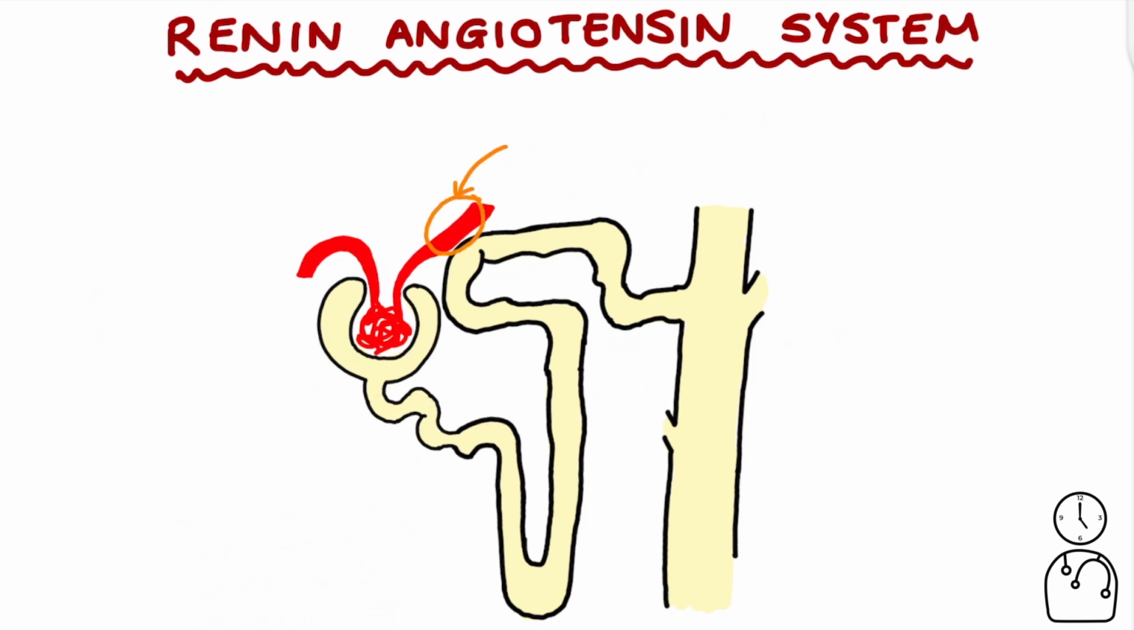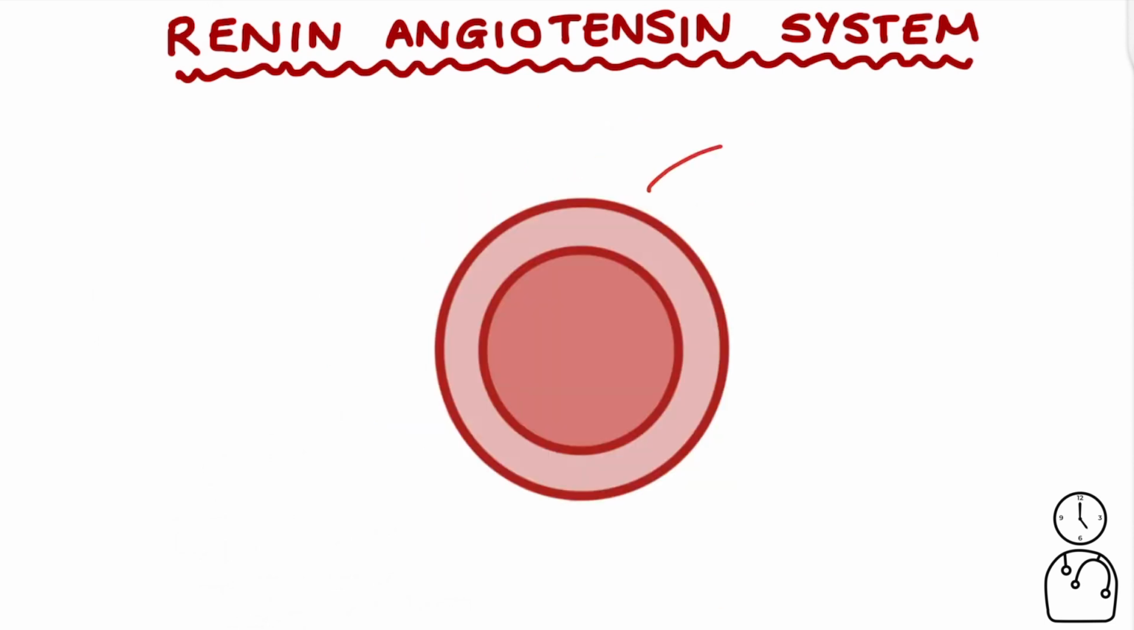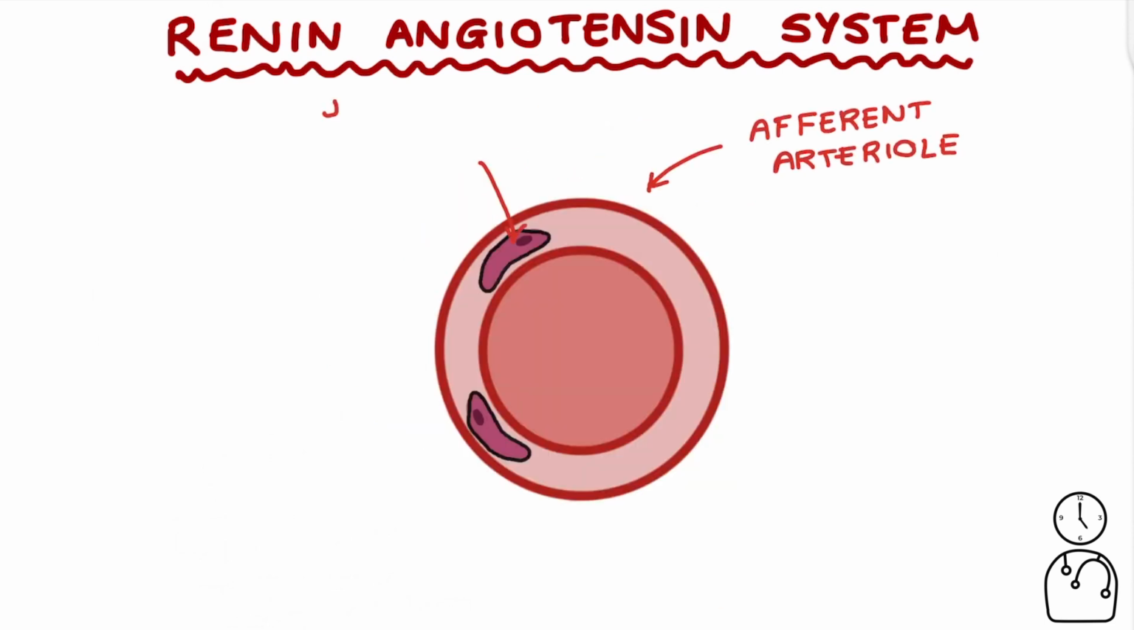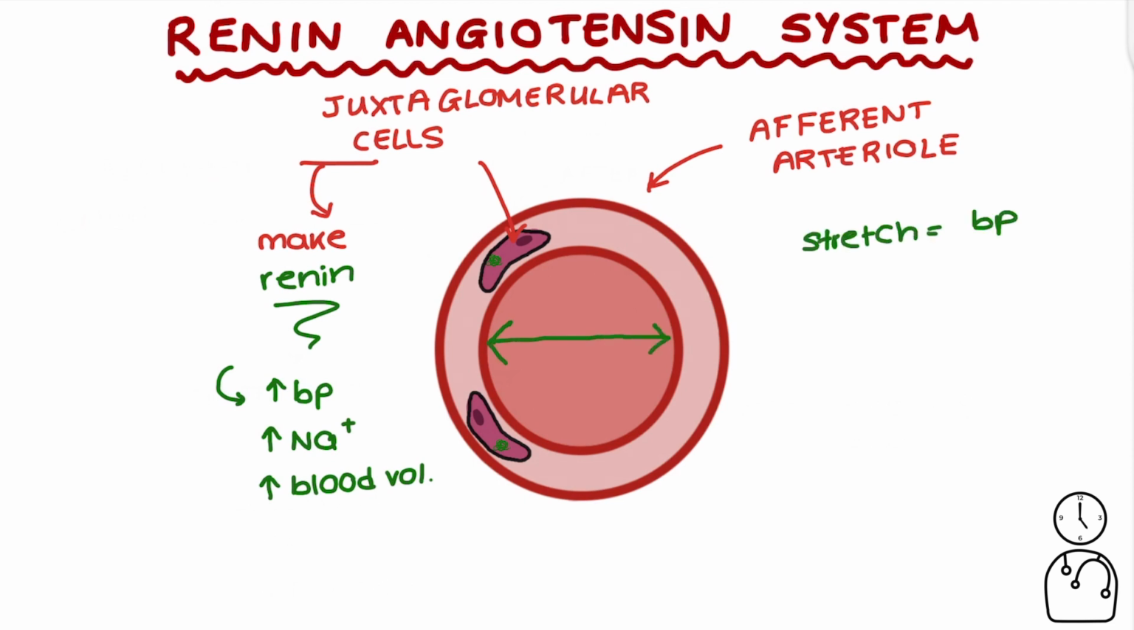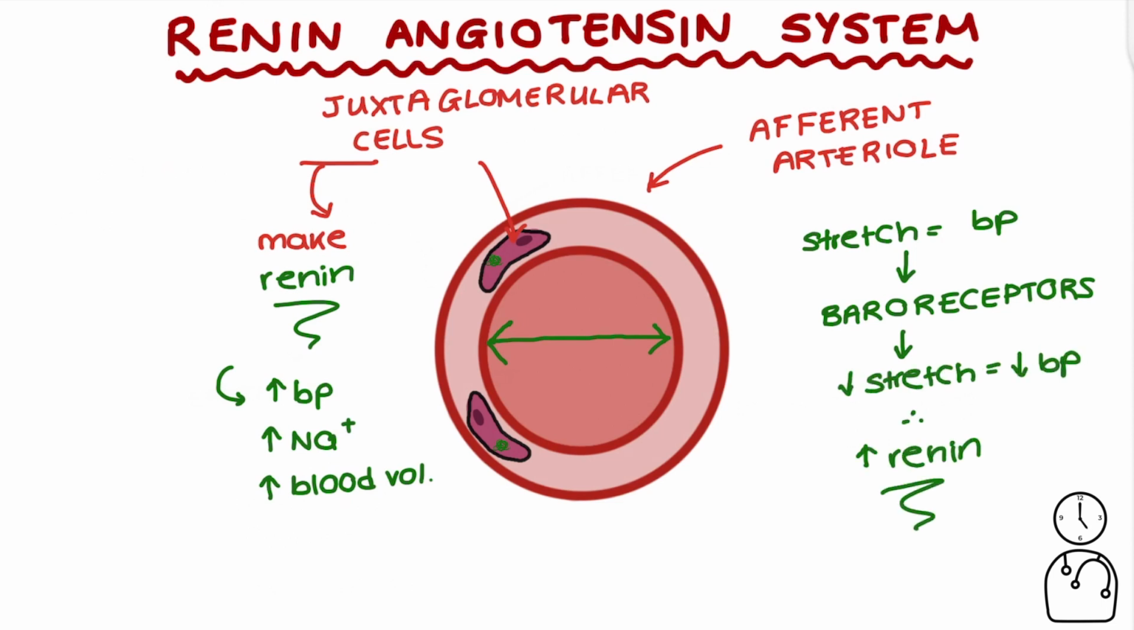Now over here in the afferent arteriole is a group of cells known as the juxtaglomerular cells. They sit in the wall of the afferent arteriole and they make and release renin. Renin is important as it ultimately causes an increase in blood pressure, blood sodium concentration, and blood volume. How do the juxtaglomerular cells know when to release renin? Well, the cells themselves can detect blood pressure changes depending on how stretched the afferent arteriole is, thus acting as baroreceptors. If the arteriole isn't very stretched, it would suggest there's a low blood pressure and therefore a need for renin to increase blood pressure.